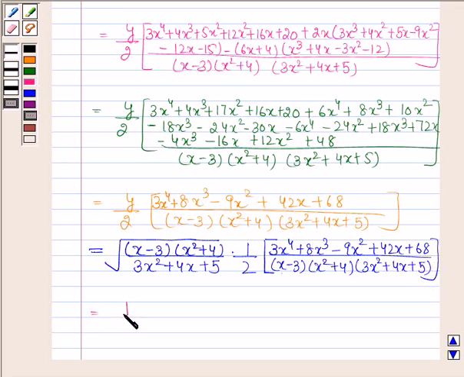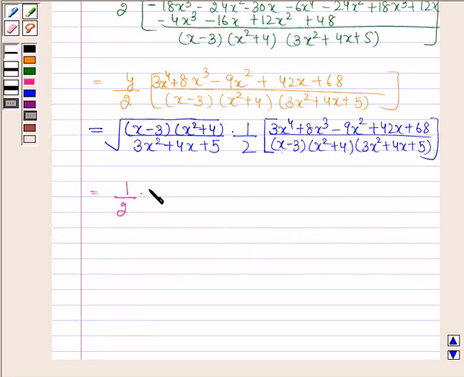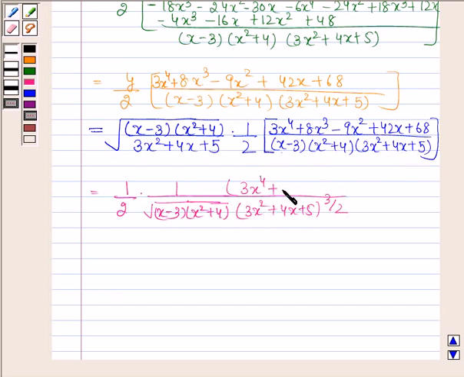Now this is equal to 1 by 2 into the square root of (x minus 3)(x squared plus 4) divided by (x minus 3)(x squared plus 4) gives us 1 by square root of (x minus 3)(x squared plus 4). (3x squared plus 4x plus 5) to the power 1 by 2 multiplied by (3x squared plus 4x plus 5) gives us (3x squared plus 4x plus 5) to the power 3 by 2. And in the numerator we have 3x to the power 4 plus 8x cubed minus 9x squared plus 42x plus 68.